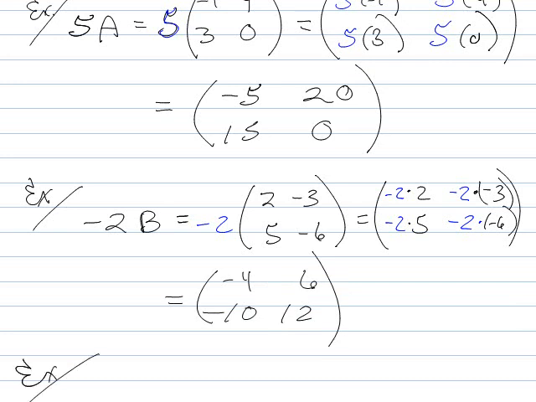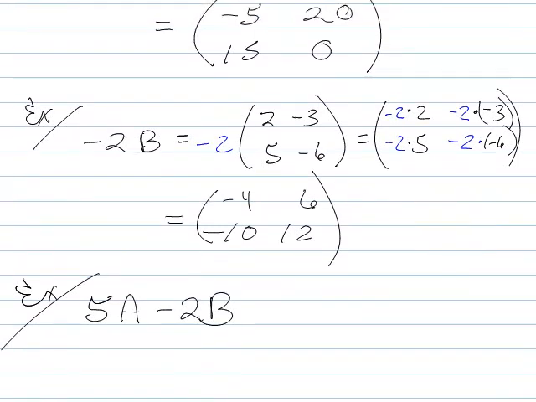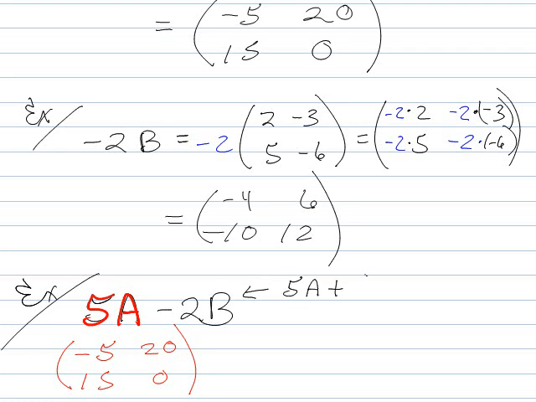Now, about the worst thing that we can ask you to do is to combine these. So I might say, well, what is 5A minus 2B? And if you want to do these correctly, what you need to do is first find 5A. And we did that. It was this one up here. And then we want to find minus 2B. Now here's a little tricky part, actually. What you want to do is think about this as 5A plus -2B. Okay, because we already have -2B.